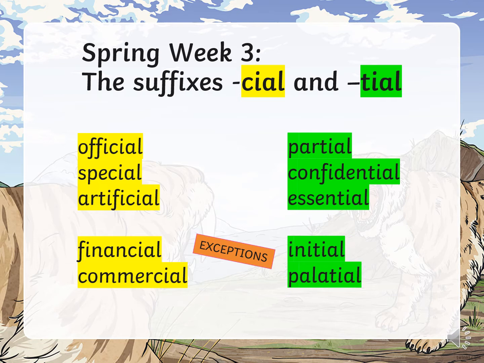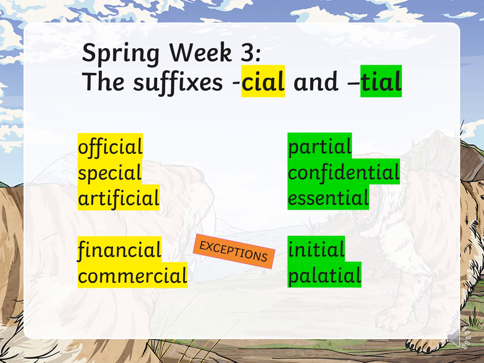We've got a unit that's going to go over 2 weeks actually, so it's going to be this week and next. We're going to look at the sound cial, which can be spelled using the suffixes cial and tial. Now these aren't your words for the week, but just a few examples below. Like I said, this is going to go over 2 weeks of spelling.